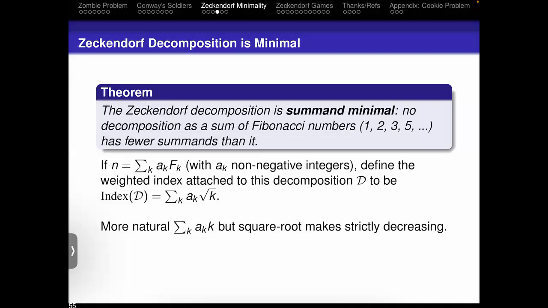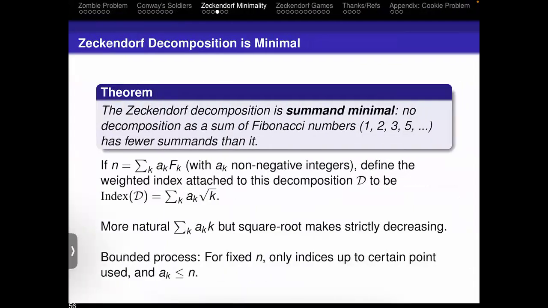It's a little bit easier to do square root of k. It's not a big deal, though, to do either one. And so the key idea is, if I give you a number n and I want to look at its decomposition as a sum of Fibonacci numbers, well, clearly, I'm not going to use any more than the nth Fibonacci number, because I can't use a number bigger than it. And I can't use more than n copies of any number, because the smallest Fibonacci number is 1. So there's only a bounded number of possible decompositions for given n. That's really nice. So it means that there's only finitely many configurations to check. I just have to show that nothing has fewer summands than the Zeckendorf.